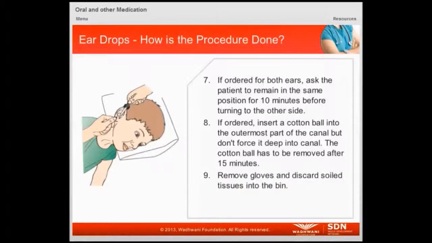9. Dispose the used gloves and soiled tissues into the correct waste bin. 10. Return the medication to its proper storage as per the instructions.